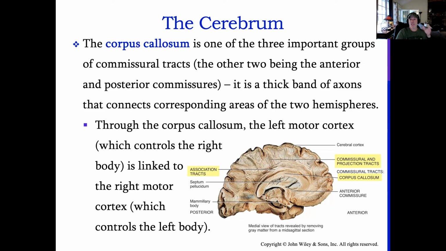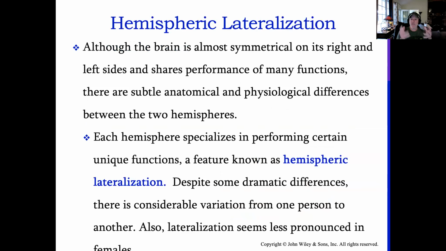Anyway, important structure that allows for communication left and right. Why is it important to have communication left and right? Because the left and right hemispheres aren't exactly the same. They look the same on the outside. They're mostly laid out the same, but there is a little bit of difference between the two in the way that those two hemispheres behave. This hemispheric lateralization is going to differ between one person and the next, and it's really not a set in stone blueprint.